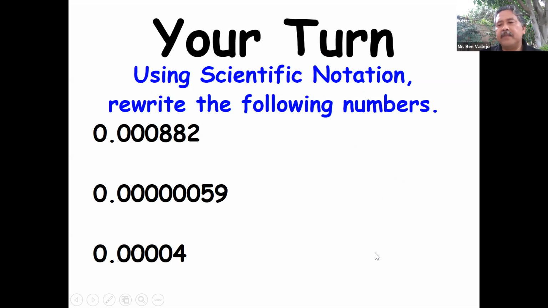So let's try some examples of really small numbers. We have 0.00882, 0.0000059. You can see how hard that is to say, and 0.00004. So try those real quick, and then we'll see what you get for the answers.